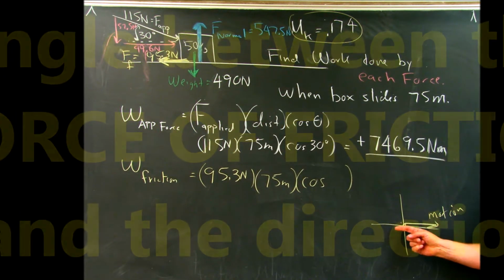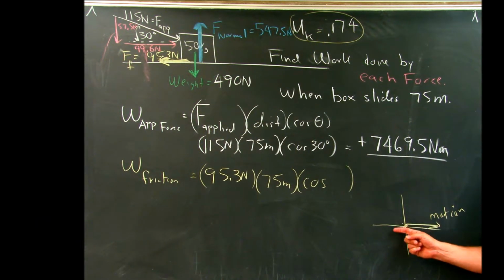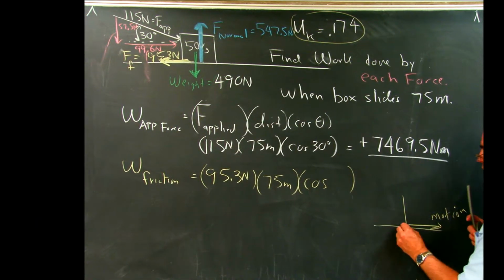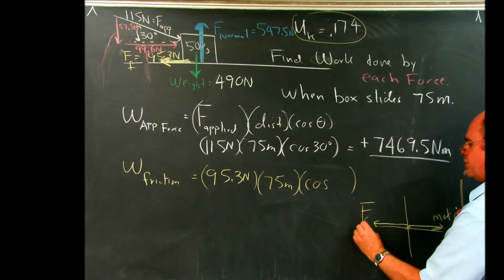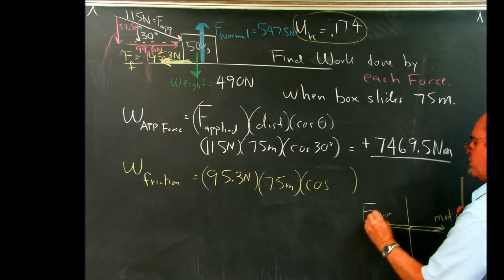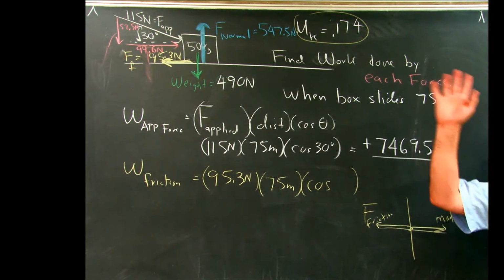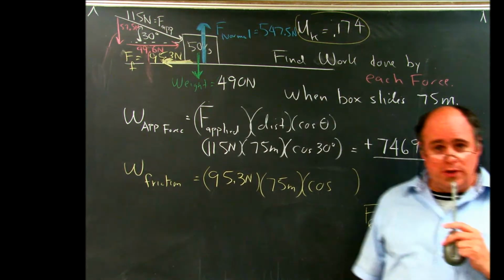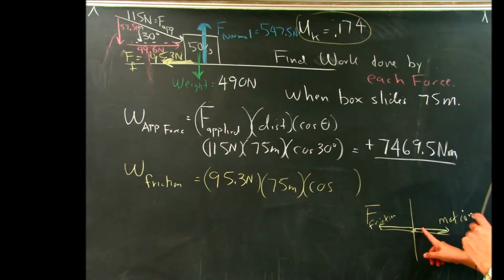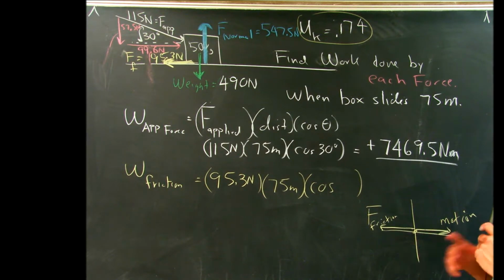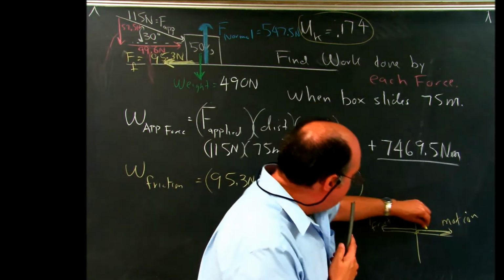And the force of friction is pointing to the left. So going this way would be the force of friction. So what would we call the angle between a vector going to the right and a vector going to the left? We would call that 180 degrees.